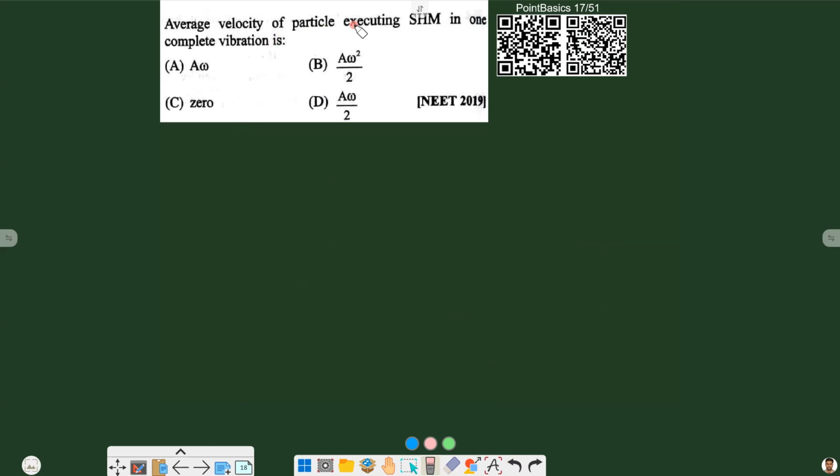Average velocity of a particle executing SHM in one complete vibration. So here we are taking the average velocity for one complete vibration, and we already know that for one complete vibration, suppose this is the mean position, the particle will go up in T by 4 time, then come back to the original position in T by 2 time, then go to negative maxima, and then again to the original position.